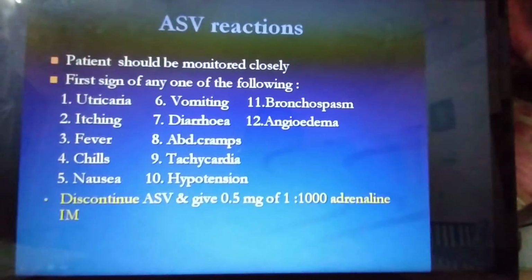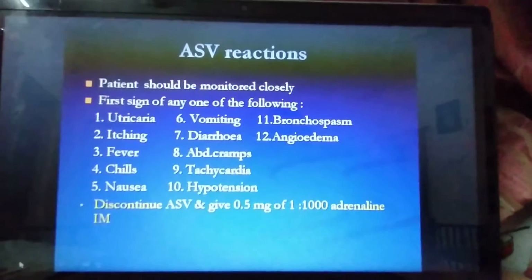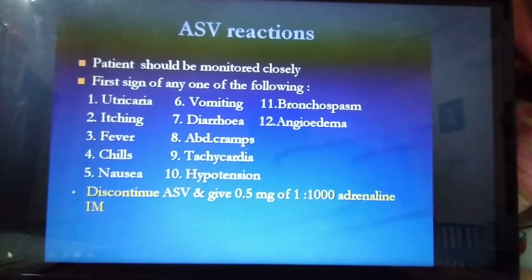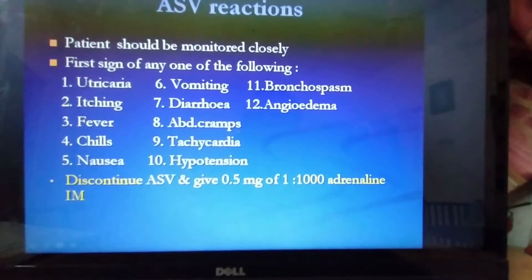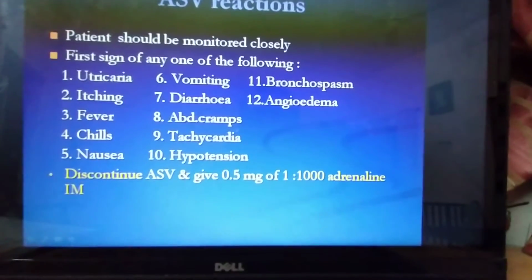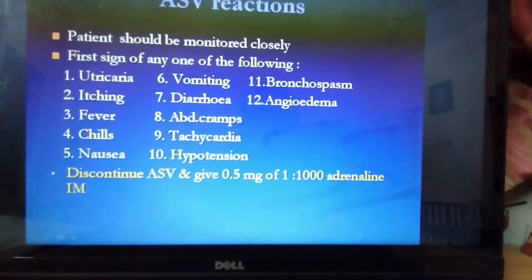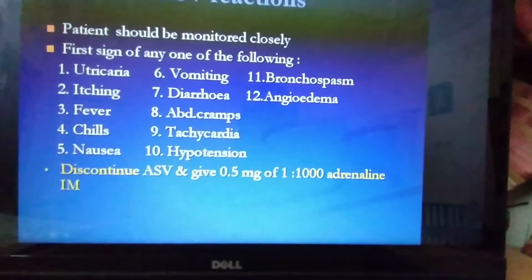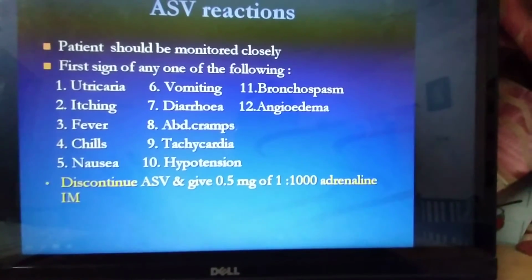Is AVS safe? No, it is not. AVS can produce some reactions, so the patient should be monitored closely for the first sign of any of the following. Check the patient for any sign like urticaria, itching, fever, chill, nausea, vomiting, diarrhea, abdominal cramp, tachycardia, hypotension, bronchospasm, angioedema. If anything is there, discontinue the anti-snake venom.